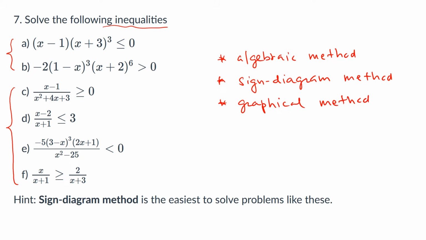Out of those three, we're going to use the sign diagram method because that's the easiest. The algebraic method is really long, and the sign diagram method is the shortest and easiest. The graphical method we normally don't use much because it's time consuming. Okay, so let's look at the first problem.